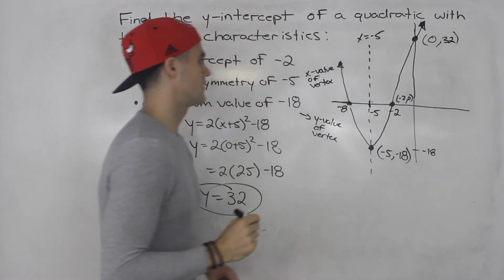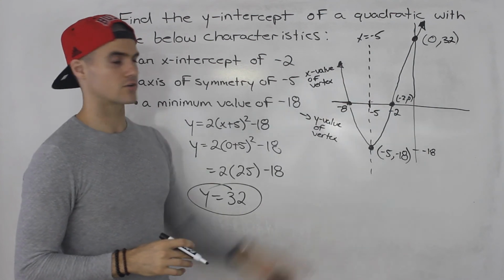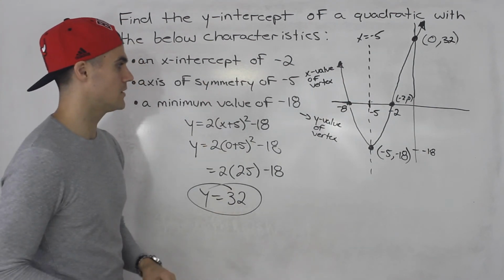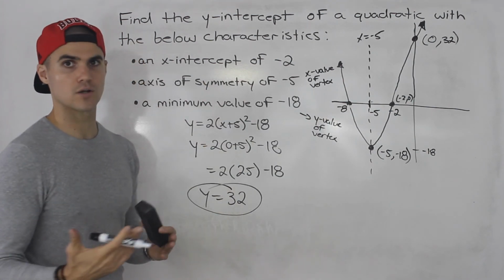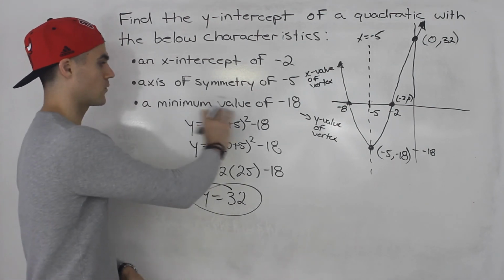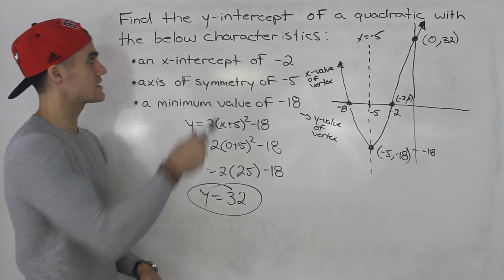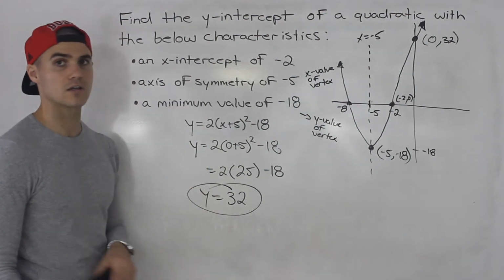So first thing you want to do, if you're given characteristics, is draw them, try to draw an actual parabola, and then from there find one of the equations, whether the factored form or vertex form. From that equation you can get more of what they're asking for. In this case, they were asking for the y-intercept. The answer is 32.